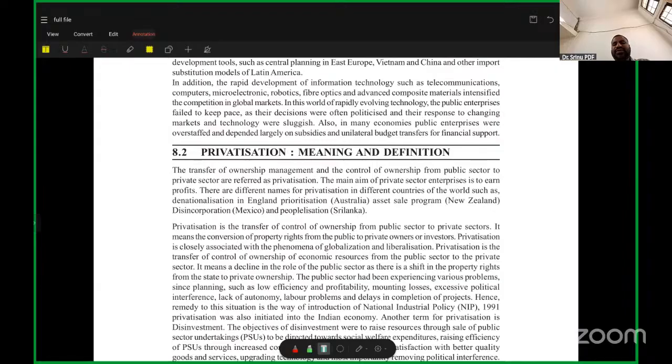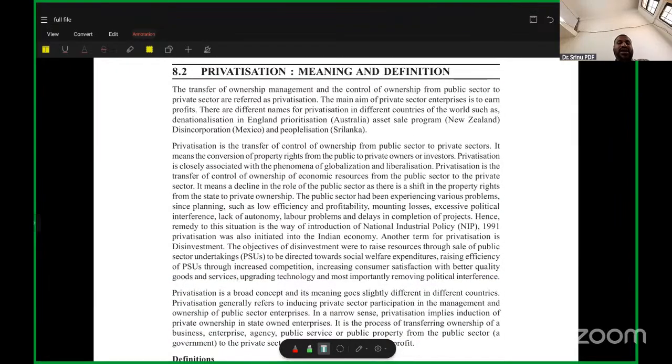There are different names for privatization in the world, such as denationalization in England, pre-authorization in Australia, asset sale program in New Zealand, disincorporation in Mexico, and peopleization in Sri Lanka. So based on different countries, they have different names. Privatization means the transfer of control of ownership from the public sector to the private sector.